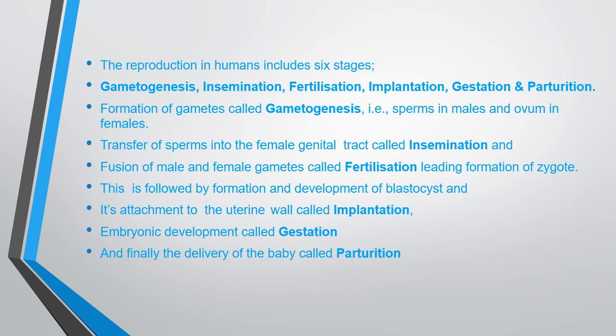The fusion of male and female gametes is called fertilization, which leads to the formation of zygote, and this is followed by formation and development of blastocysts, which attach to the uterine wall. That process is called implantation. Then embryonic development is called gestation stage, and finally the delivery of the baby is called parturition.